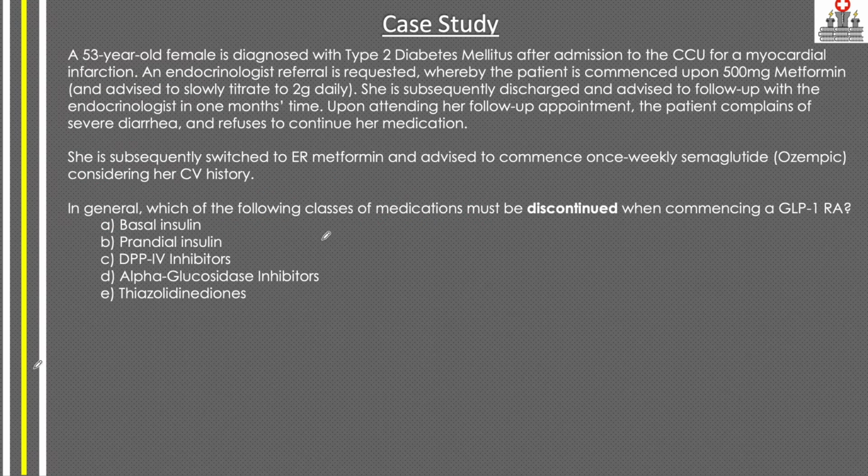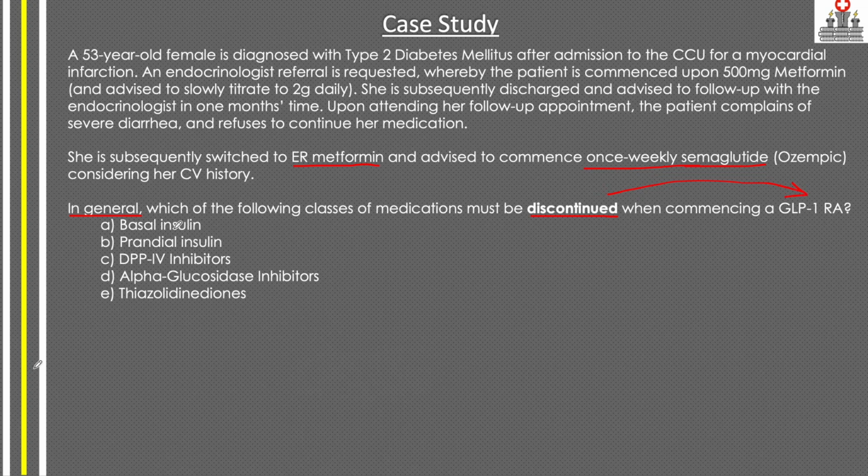As you can see, this is actually the same case as before, and it says she has subsequently switched to extended release metformin and advised to commence semaglutide. Semaglutide is also known as Ozempic and is a once weekly subcutaneous injection. So this question is asking in general, so forgetting the case study above, when you're starting a GLP-1 receptor agonist, which class of medications must be discontinued? So which one should not be prescribed concurrently with a GLP-1 receptor agonist?